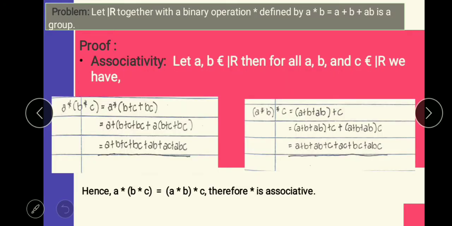So let's proceed to the associativity. Let A, B, and C be elements in R. Then for all A, B, and C in R, all we have to show now is that A star (B star C) is the same thing as (A star B) star C.